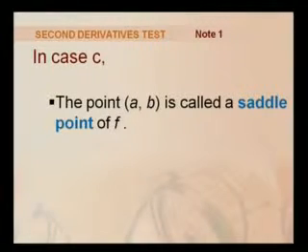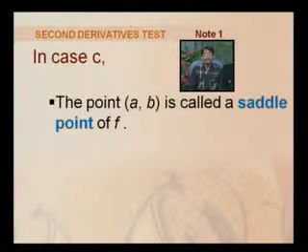When at the point (a, b) the function is neither maximum nor minimum, or we can say that D is less than 0, then the point (a, b) is called the saddle point of f.